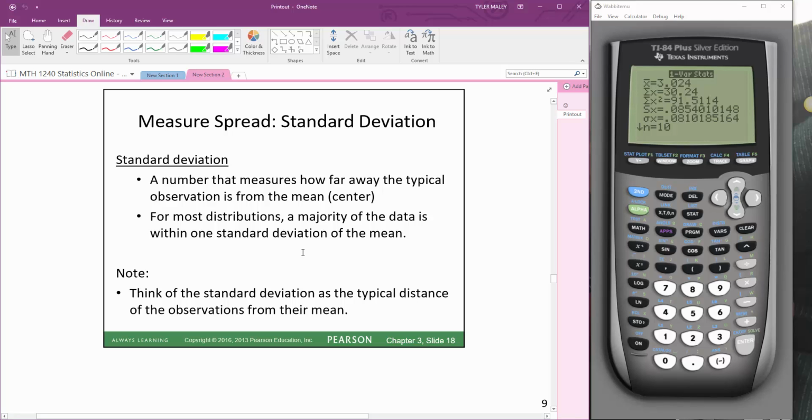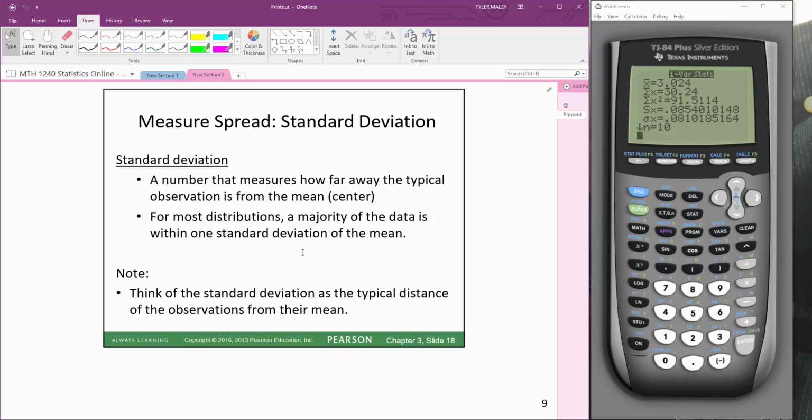So then, again, as I was saying, a way we can measure spread is standard deviation. Standard deviation is a number that measures how far the typical observation is from the mean, the center. So we're looking at the average distance from the mean for all the data values. We're told that for most distributions, a majority of the data is within one standard deviation of the mean. The standard deviation is going to be in the same units as our data points. When we talk about one standard deviation, we're talking about a set number of units away. So if we're talking about test scores, our standard deviation is going to be a set number of scores away from the mean.